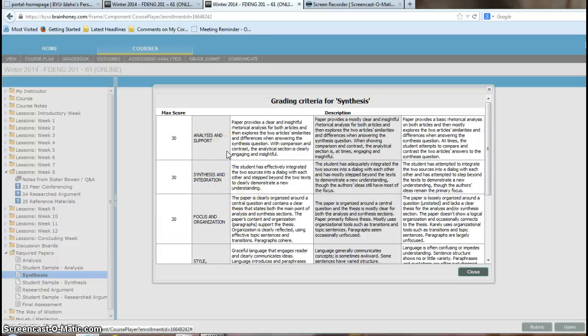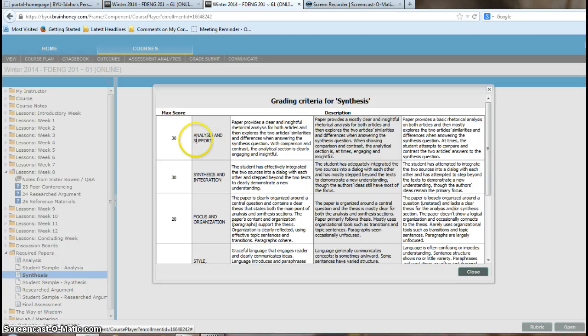Analysis and support: paper provides a clear and insightful rhetorical analysis for both articles and then explores the two articles' similarities and differences when answering the synthesis question. With comparison and contrast, the analytical section is clearly engaging and insightful. I actually think this section of the rubric is a little bit confusing. But basically, I've talked to you about how the focus isn't so much on rhetorical analysis as it is an analysis of how does this author answer your question.